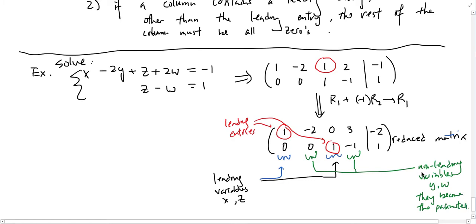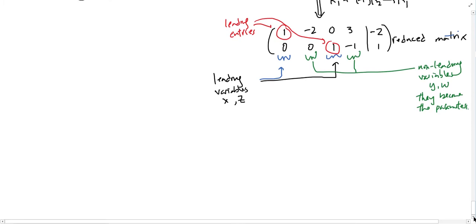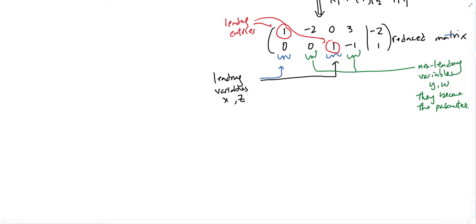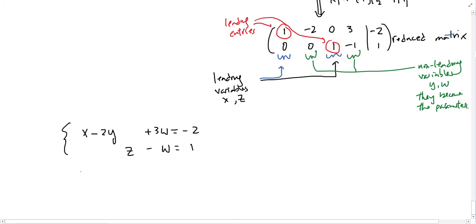So that would be how we set up our solution. We use x and z as leading variables, and we're going to use y and w as parameters. So how do we do that now? Very important, this process. What I'm going to do is rewrite this back into equation form, and we'll line them up. So that will be now my equivalent system.